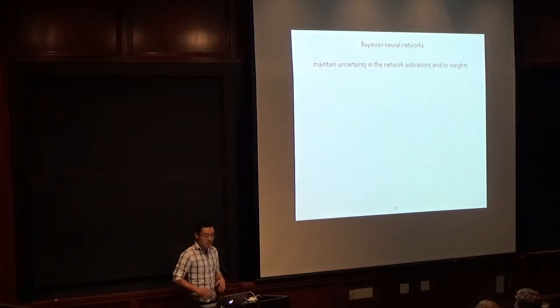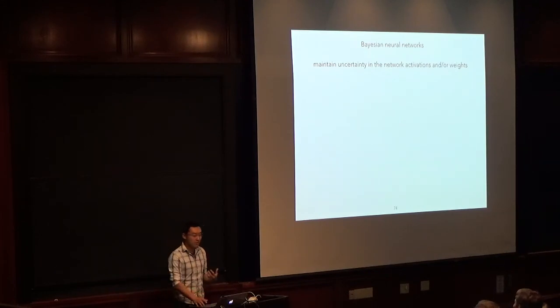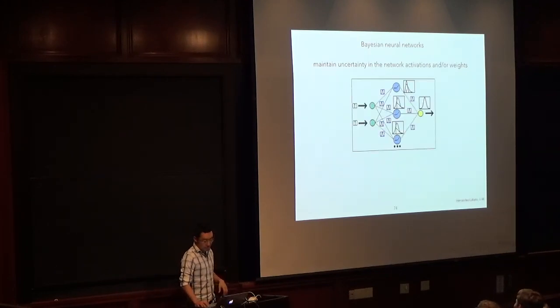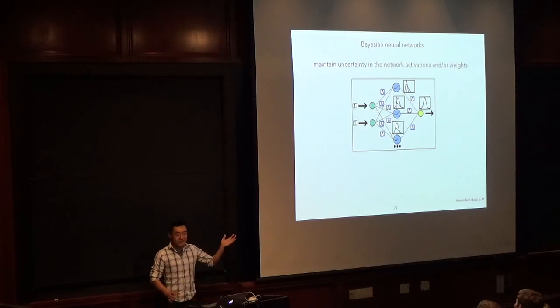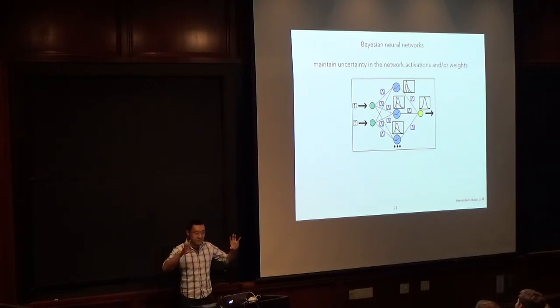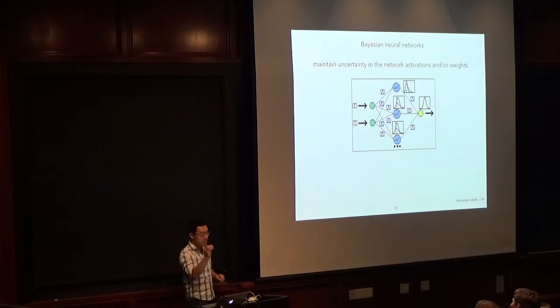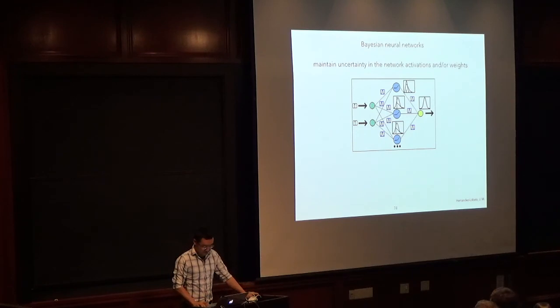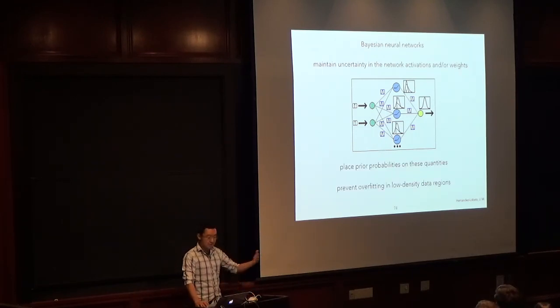Bayesian neural networks, so we can maintain an uncertainty over the network activations and/or weights. Rather than having the weights or the activations be this single point estimate, if you will, we maintain this distribution over what the weights can be. And this can be a way to prevent overfitting.